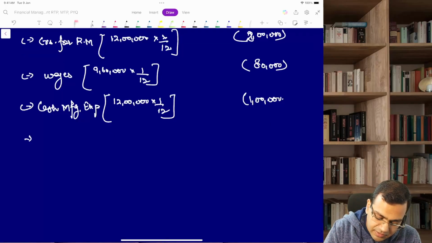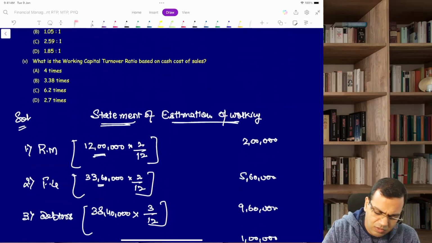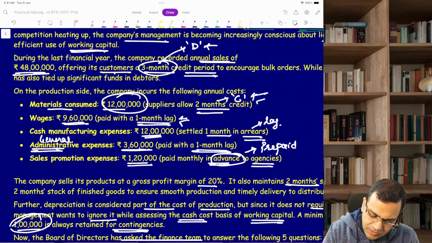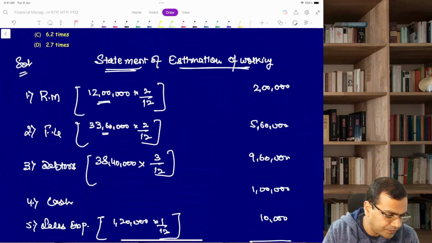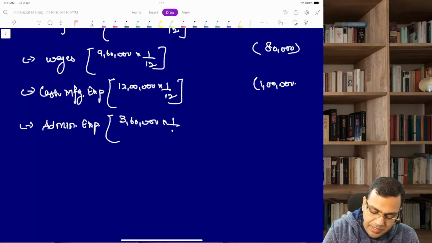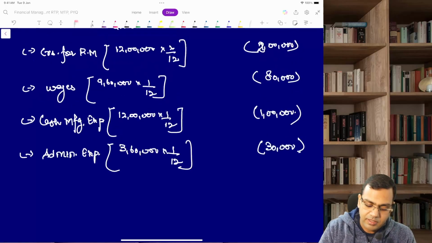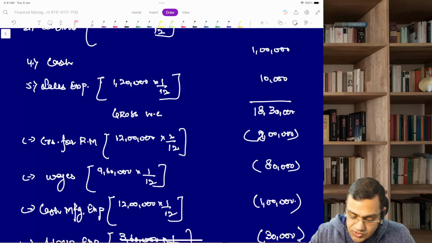After that, admin expenses. Yes, sir, admin expenses also we have to take. Admin expenses of how much? 3,60,000, paid again 1 month in the lag period. 3,60,000 into 1 by 12. So that comes to 30,000 rupees. Anything else to be taken? No, sir. Sales promotion expenses, that is a prepaid expenditure that we have already considered.